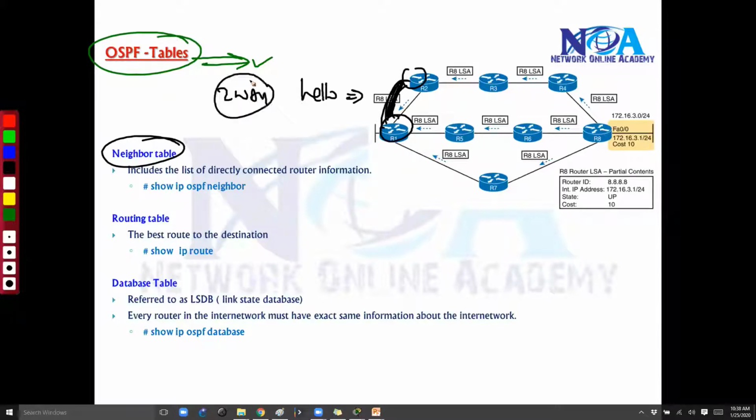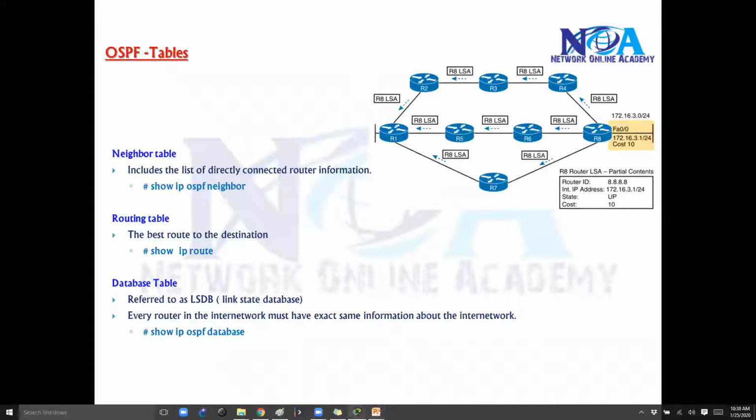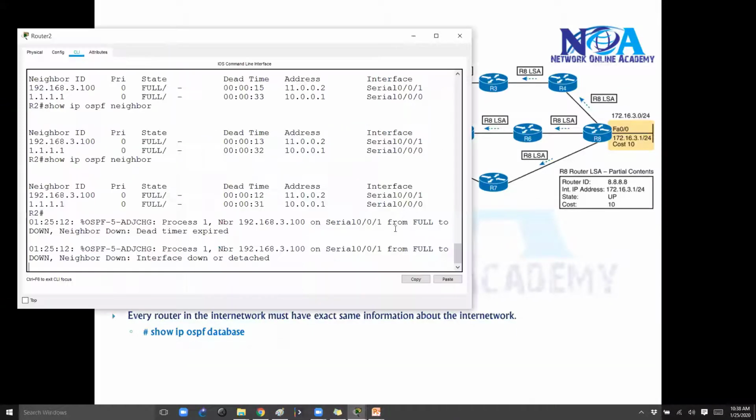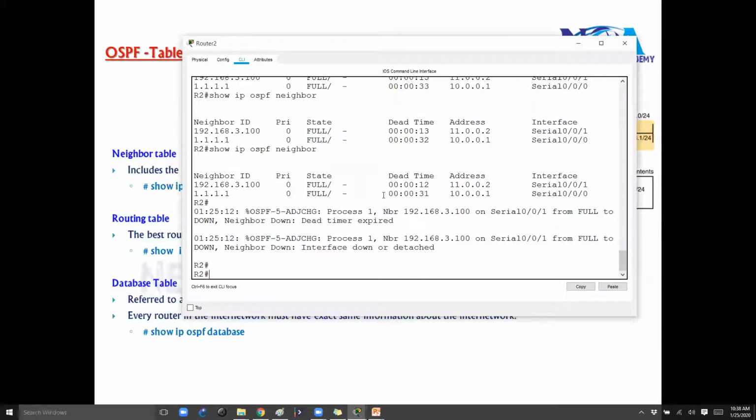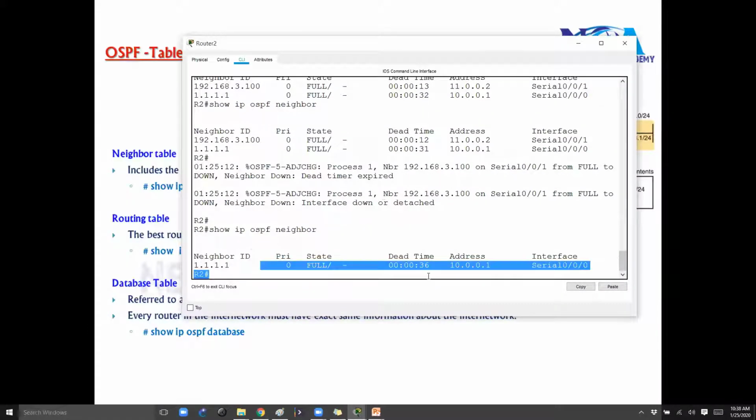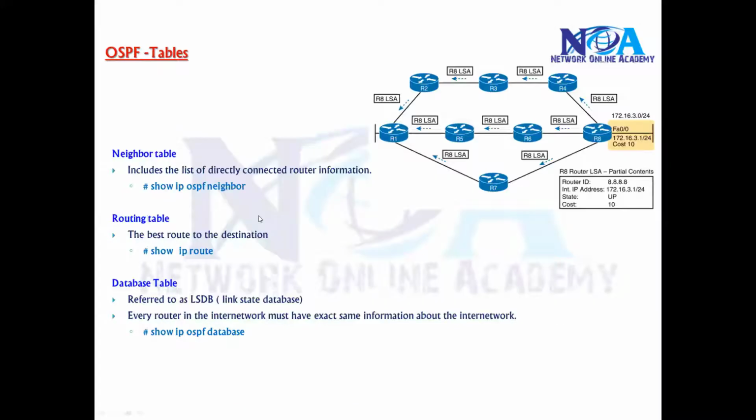Like in the two-way stage we discussed, they will exchange the hellos. Once they come to the two-way stage, they establish the neighbor relationship and build the neighbor table. And we can verify that neighbor table by using the show ip ospf neighbor command. Like we have seen, when you say show ip ospf neighbor, you can see the neighbor information as well.